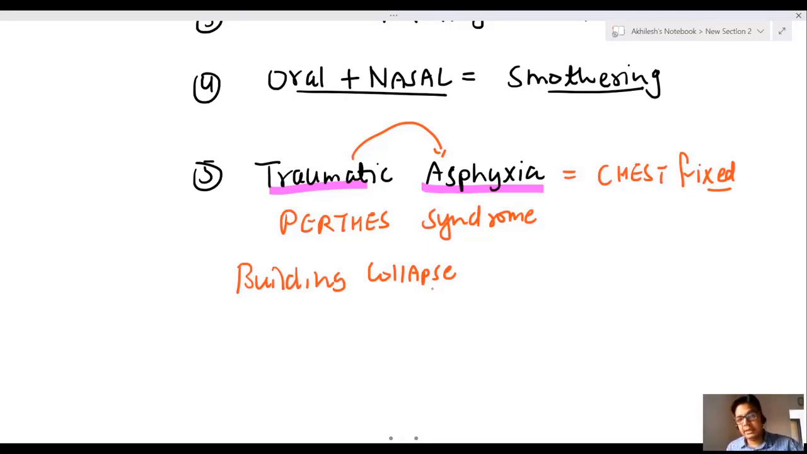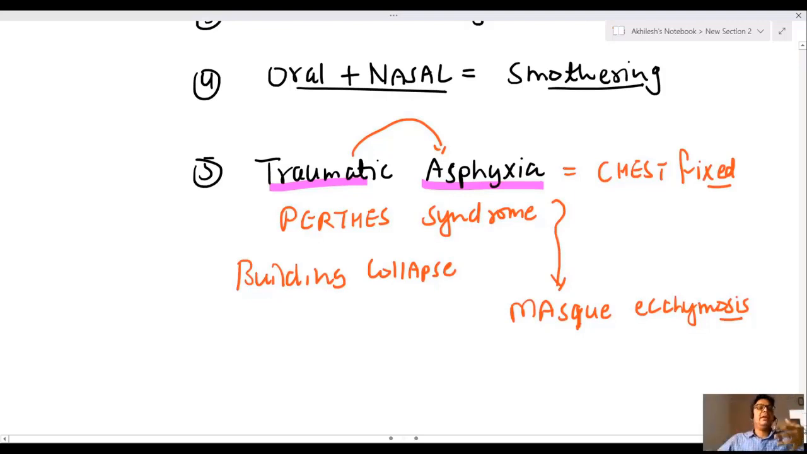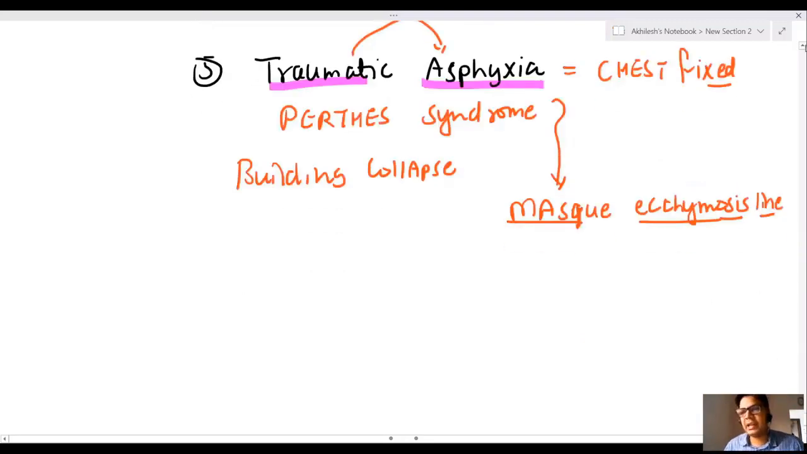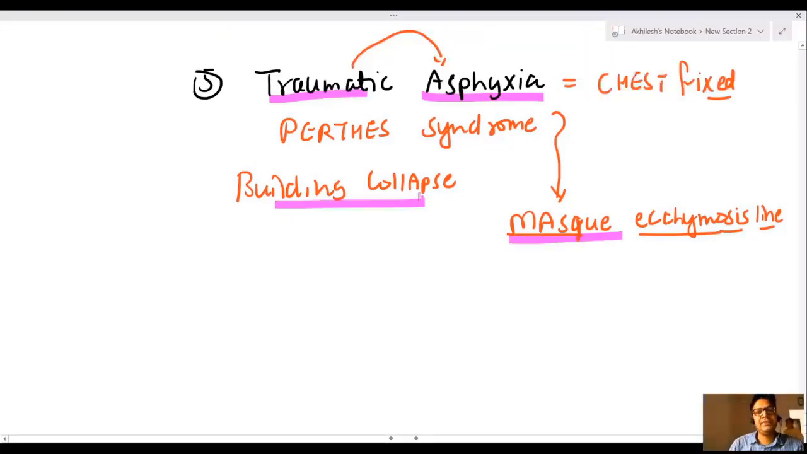And in this traumatic asphyxia, there is the mask ecchymosis line, the mask ecchymotic line. What is this line? This line is a demarcation between the compressed area and the non-compressed area, because some area will be compressed if the chest is compressed, and there will be a line between compressed and non-compressed. You just remember this is the mask ecchymotic line. Traumatic asphyxia, chest is fixed.